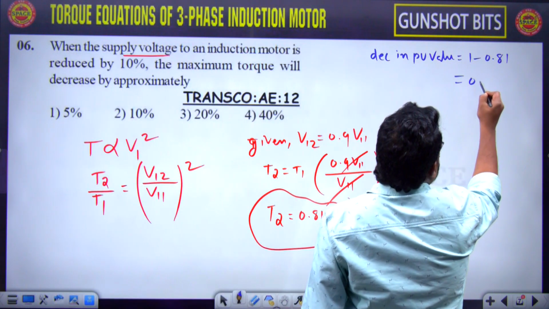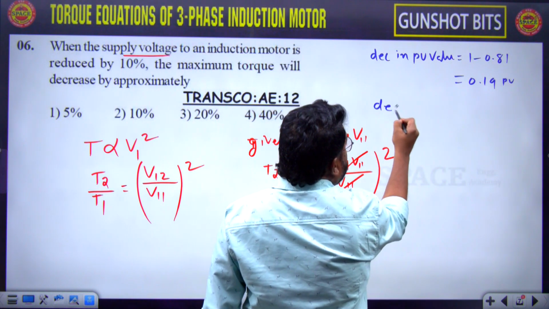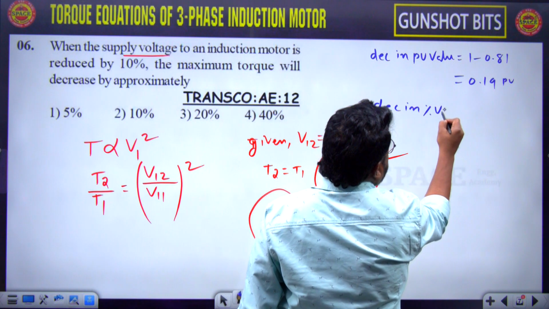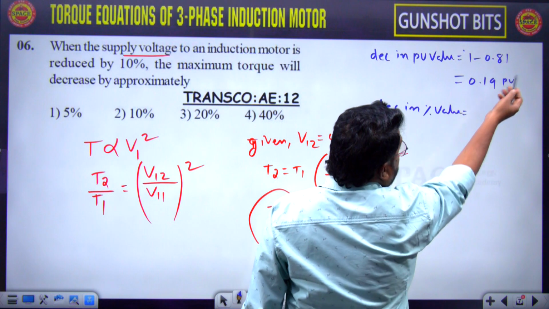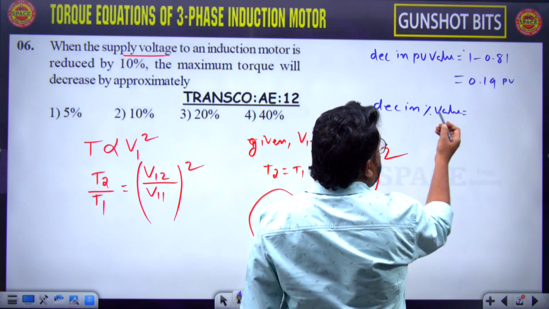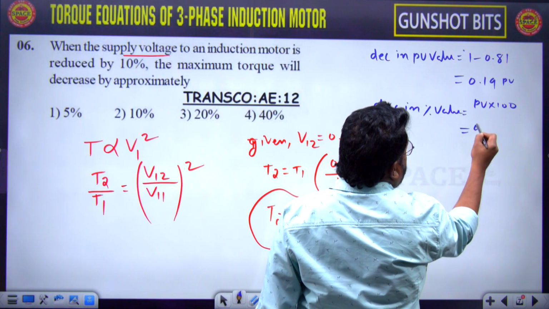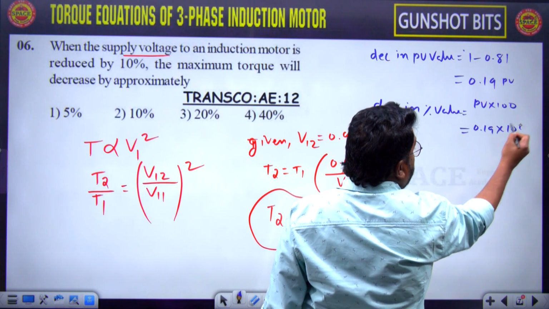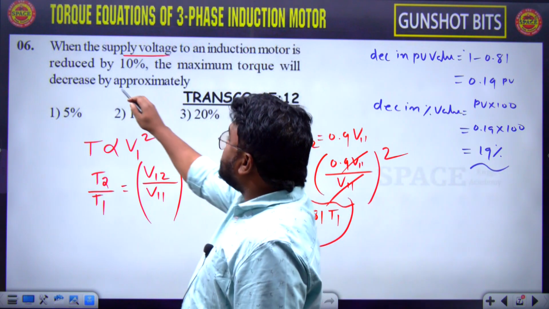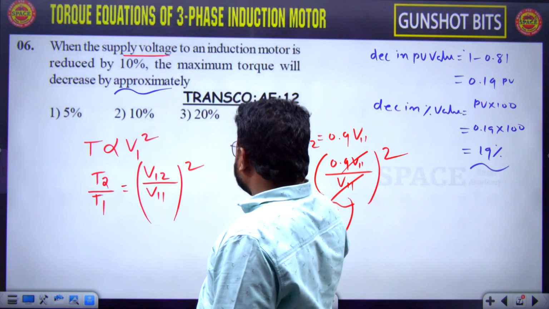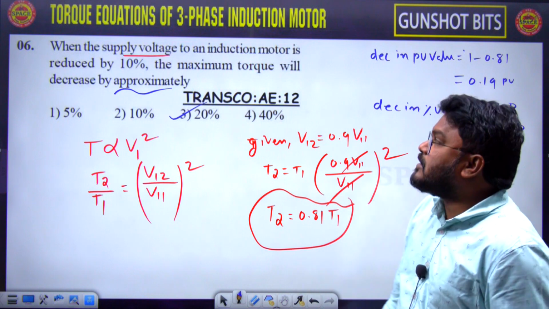So this is equal to 0.19 per unit value. But we required the decrement in the percentage value. So the decrement in the percentage value is the initial value minus the lower value, divided by the initial value, which is the per unit value, multiplied by 100. So 0.19 multiplied by 100 is equal to 19%. So the question is approximately, so this one decreased by 20%. So option 3 is correct for this question.